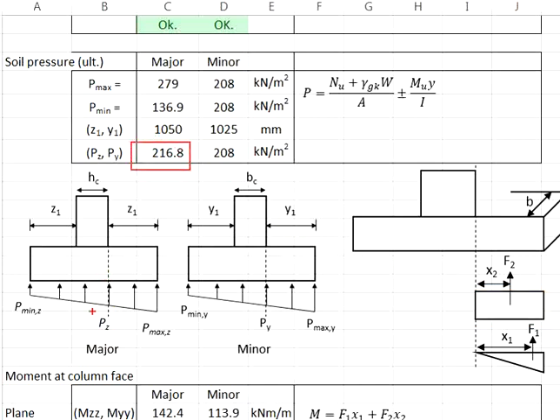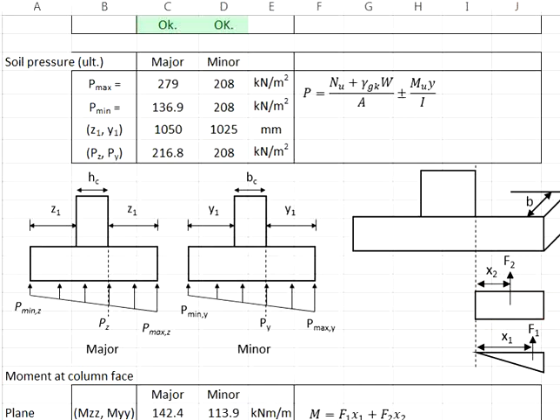Use PZ 216.8, multiply by Z1, you get your resultant force F2. This resultant force will happen at the centroid of the area, giving you a lever arm of x2, which is half the distance of the Z1. Use F2 multiplied by x2, you get the moment due to the rectangular soil pressure.